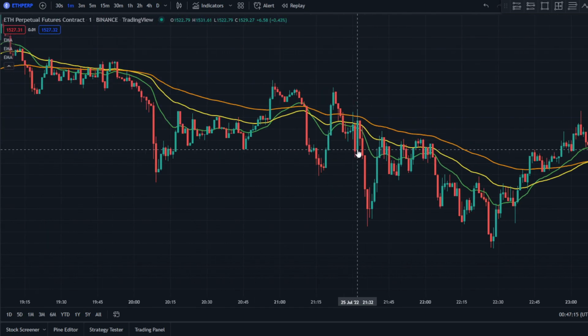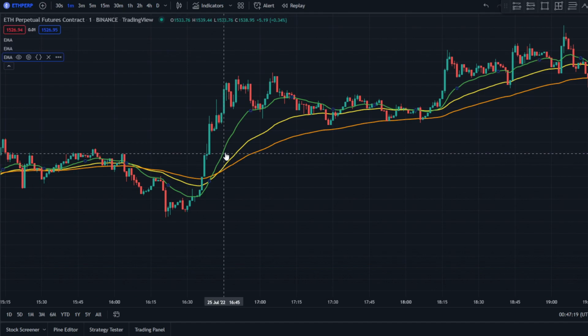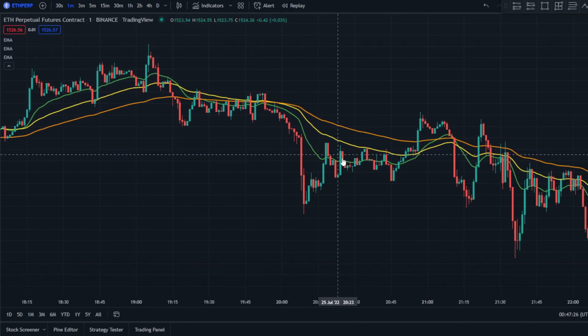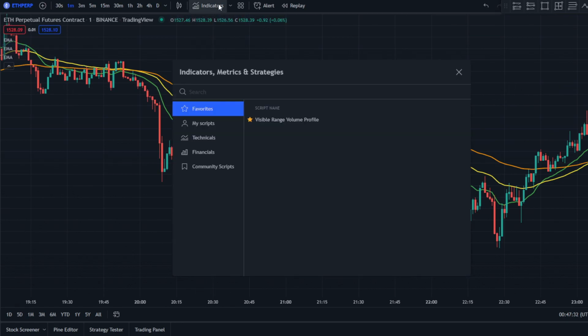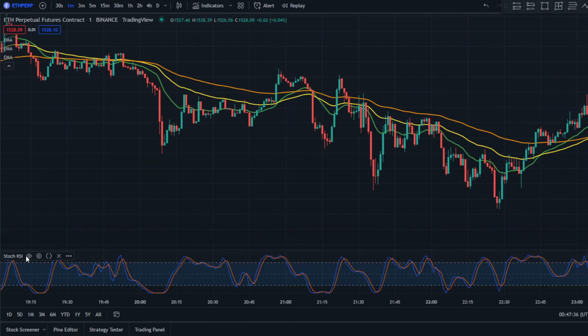It's quite simple. When the green EMA is above the yellow EMA and the yellow EMA is above the orange EMA, you take a long position. Same thing here, you only take a short position if the green is below the yellow and the yellow is below the orange.